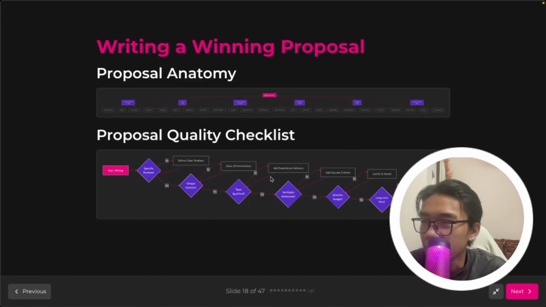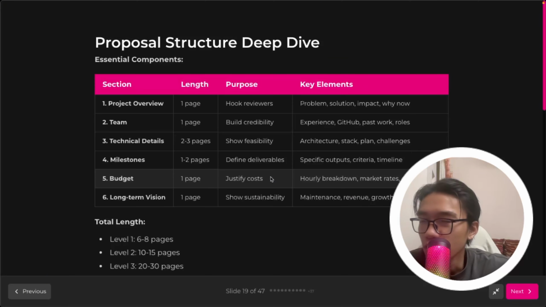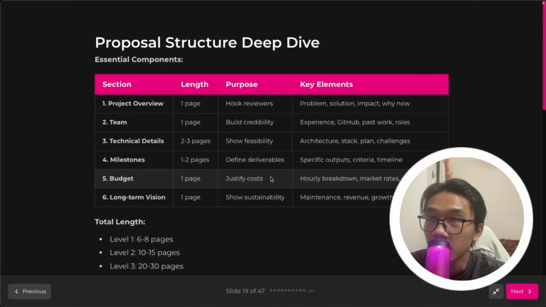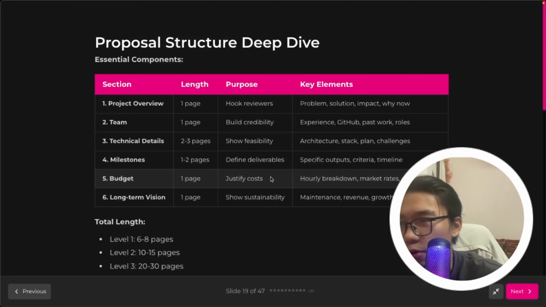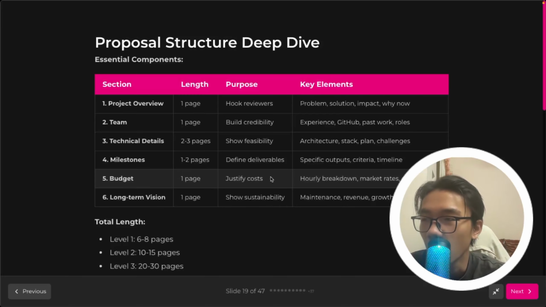Okay, so how to write a winning proposal. First, you have to understand the proposal anatomy and the proposal quality checklist. The proposal structure first focuses on the project overview, the team, the technical details, the milestones, the budget, and the long-term vision. All these are the main parts of a proposal, and each of them focuses on one specific purpose.